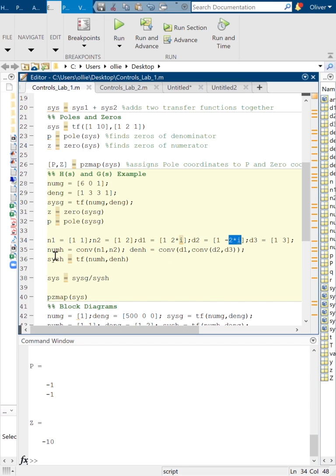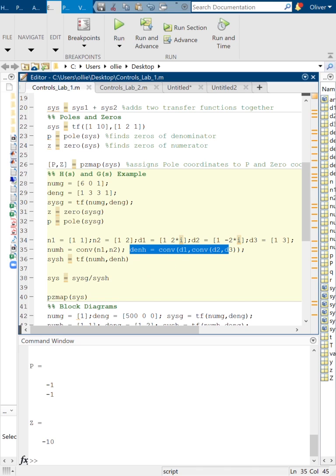So the numerators will just multiply together using conv, and the denominators will do the same thing, but with 2 functions of conv. So first for denominator 2 and 3, and then we'll conv together that product with d1. And then our h of s is going to be the numerator that we solve for here and the denominator that we solve for here.